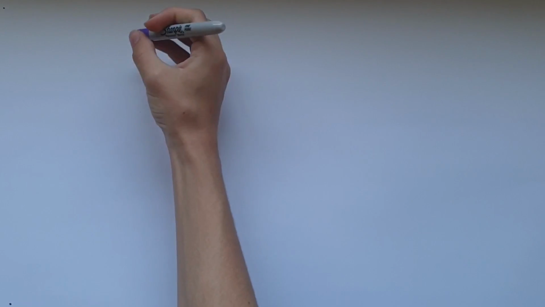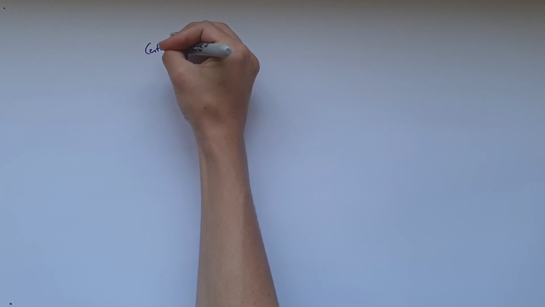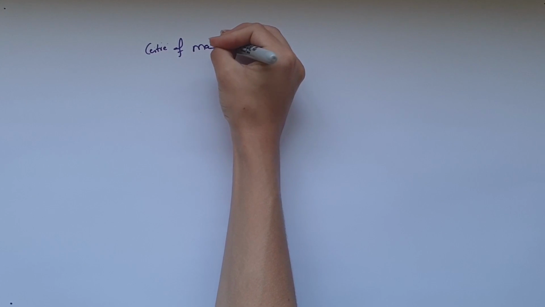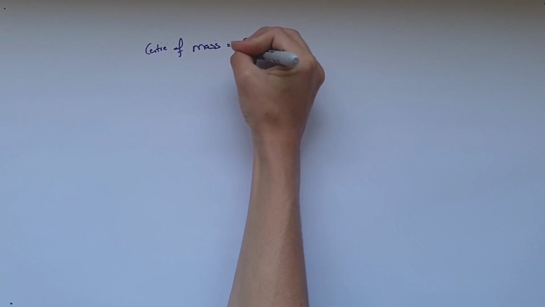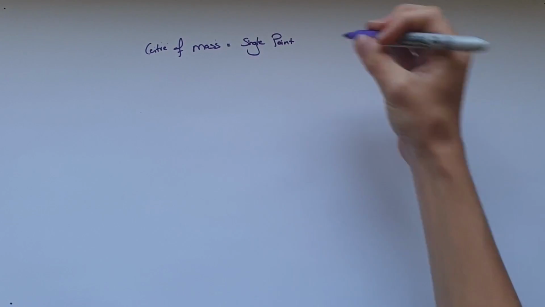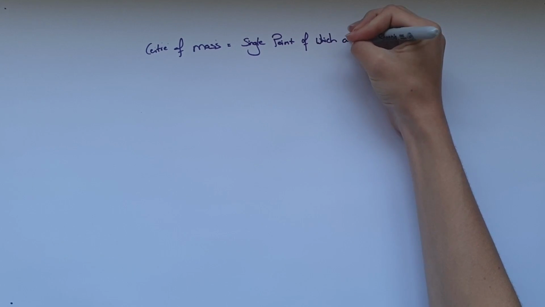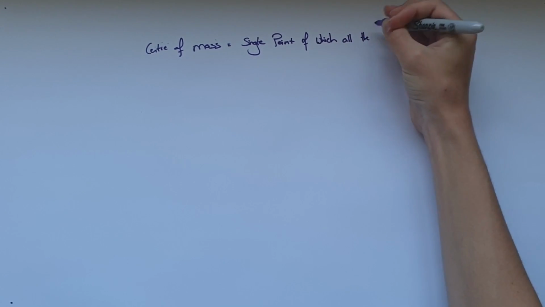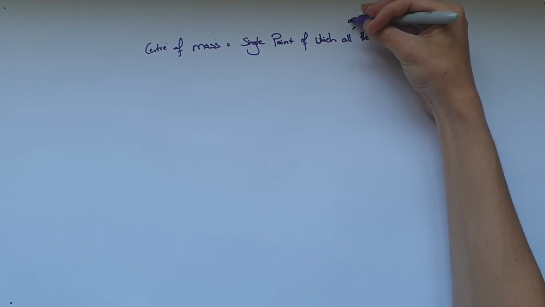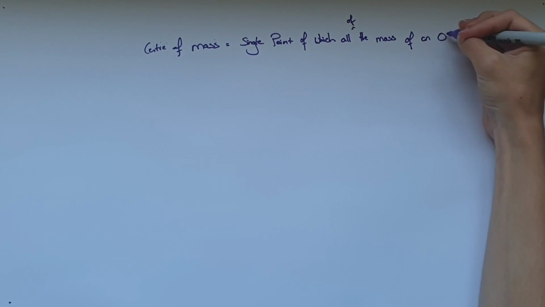Basically, the centre of mass is a single point at which, or of which, all of the mass of an object appears to act.